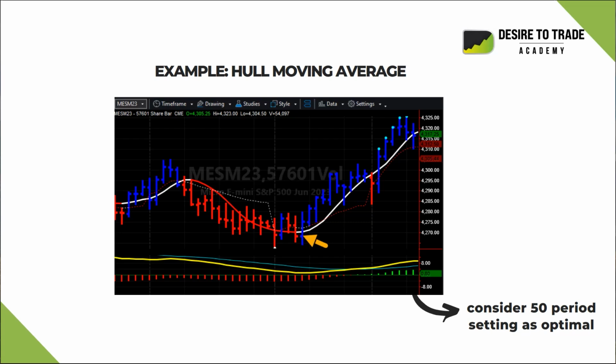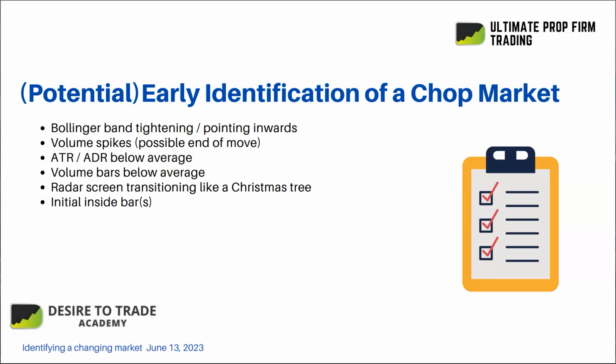Hull moving average, I use it a lot, and I use the 50. Everybody always asks me when I mention an oscillator, what setting do you use? I tend to use a 50. It seems to work out really well. Okay, so the point here is notice price, how it's not trending, but we have some tools to give you a little hint that something may be changing. Pretty cool stuff.